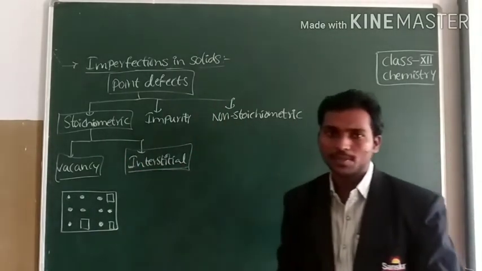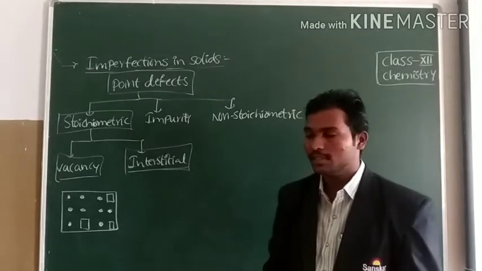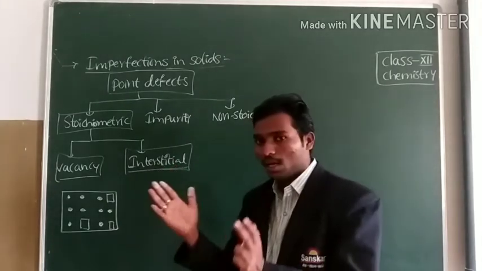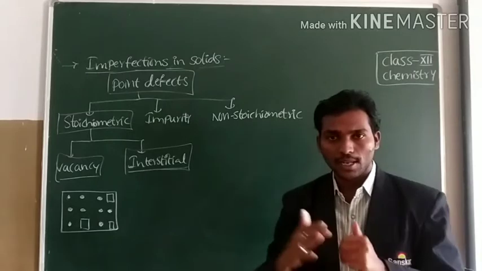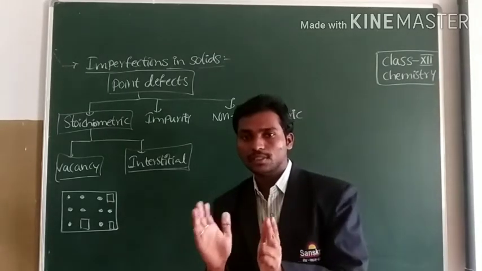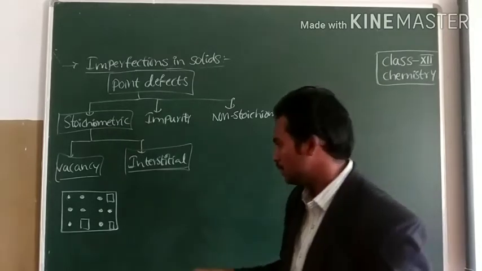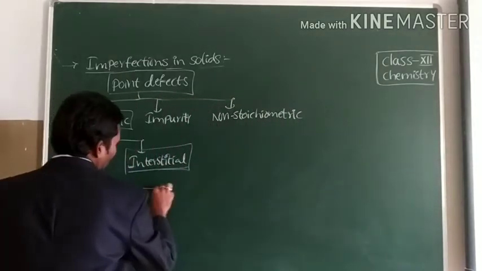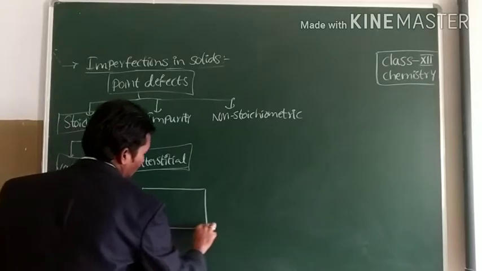Next, interstitial defect. Let us see what is meant by interstitial defect. Interstitial defect is caused by some of the lattice points or lattice sites being present at the interstitial positions of the crystalline solid. Let us see the diagrammatic representation of interstitial defect.